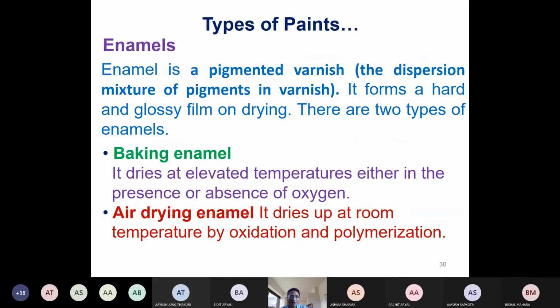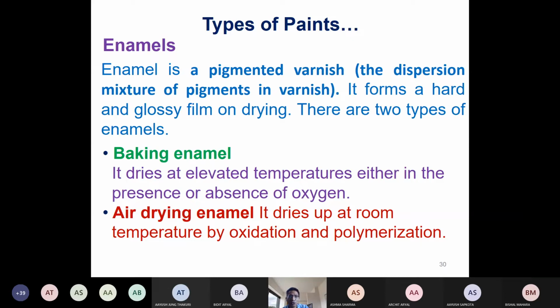And again types of paint continued. Second is enamel. Then you know the enamel. What does enamel mean? Enamel is pigmented varnish, the dispersion mixture of pigment in varnish. It forms hard and glossy film on drying.